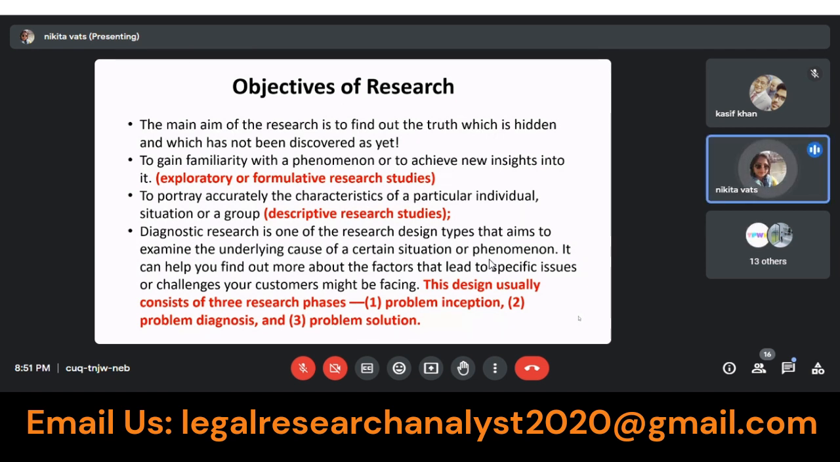Yes, then only you can work on it, right? First of all, the problem should exist. Secondly, you diagnose that problem. Okay, this is the problem. And thirdly, you're trying to find out the solution. First, you identify the problem. Secondly, you diagnose why there is a problem, what are the reasons for the problem, and thirdly, you try to find out the solutions for it.